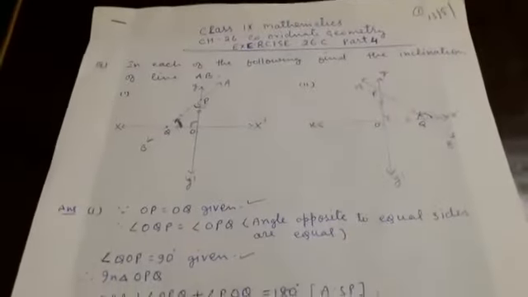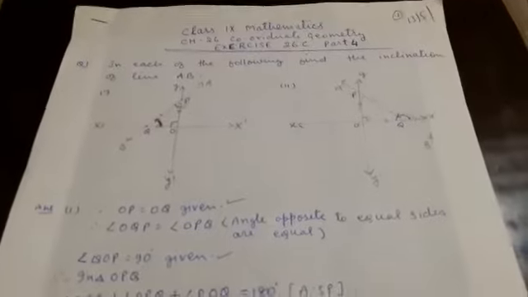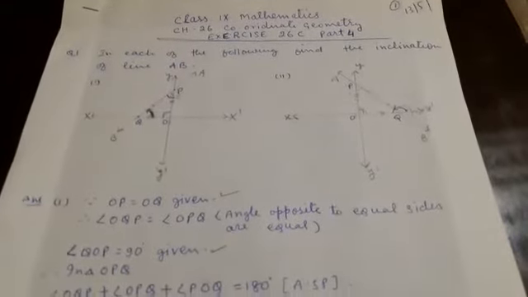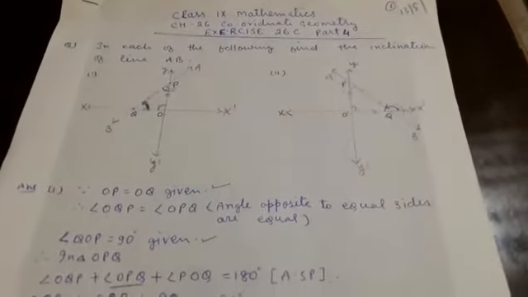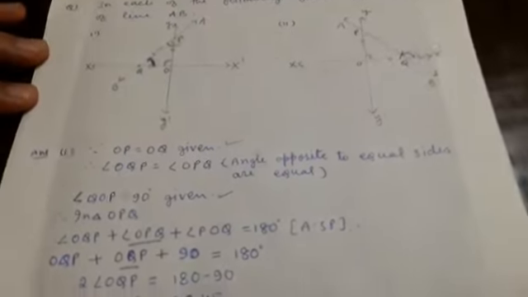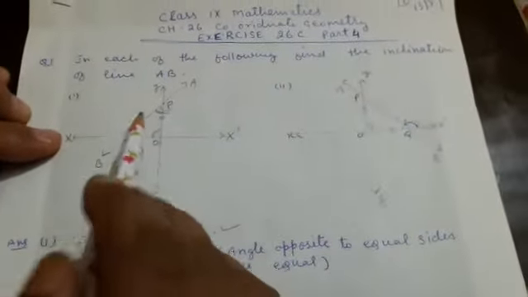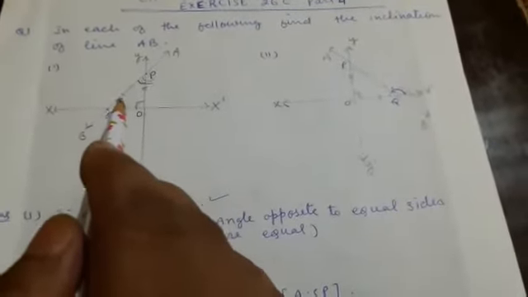In the previous class we have discussed some important topics related to chapter 26C, coordinate geometry. Now today we are going to start exercise 26C and this is the first question. In each of the following, find the inclination of line AB. This figure is given and here we have to find out the inclination of this line. How will we find out the inclination of this line?